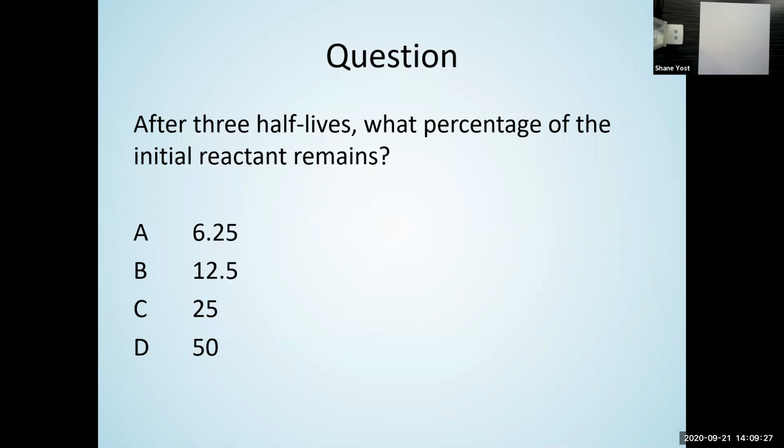Some people are saying C, some people are saying get rid of B. So 3 half-lives. Let's just count them out. 1 half-life goes from 100% to 50%. That's the definition of half-life: you reduce the concentration by half. Another half-life takes that 50% down to 25%. And then the third half-life brings that 25% down to 12.5%. So B is the answer. After 3 half-lives, I have 12.5% of my initial concentration.